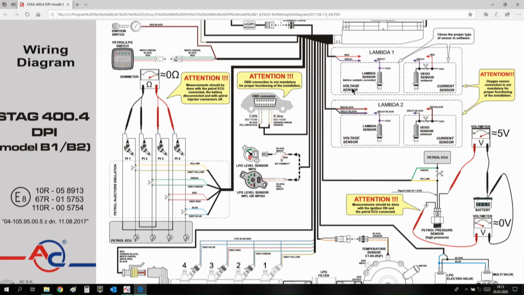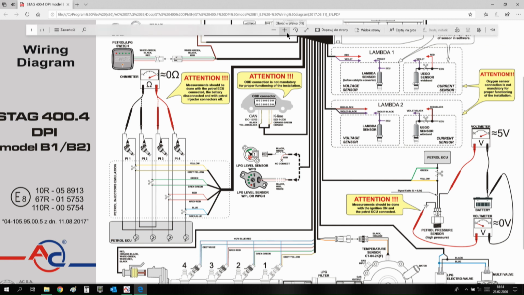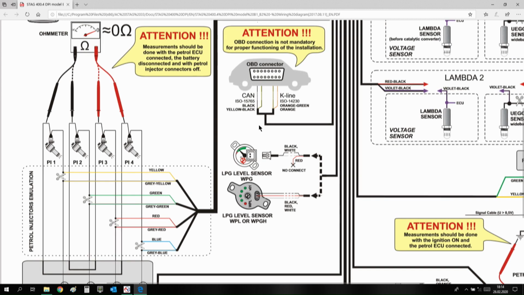In our software, you have access to the manuals and the wiring diagram, the electrical diagram of connection of the 400 DPI. Those two basic and very important pieces of information that Marcin mentioned, the emulation of petrol injectors and the emulation of the fuel pressure sensor, you can check in our wiring diagram. As you can see on the left side, you have information on how to emulate the petrol injectors, and also how to check which injector is working with another injector in a pair.